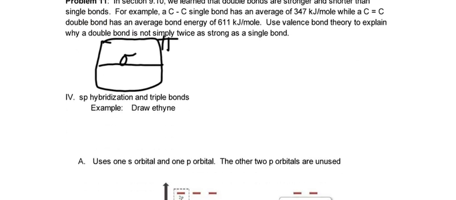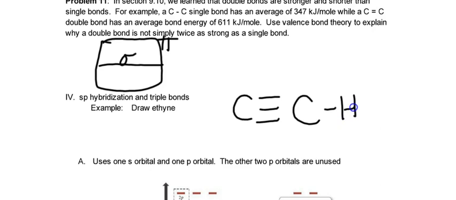sp hybridization, draw F-ine. Well, F is 2 carbons. Maria eats peanut butter, so M is 1 carbon, F is 2 carbons. So I have 2 carbons put together by a triple bond. Now keep in mind how many bonds does carbon always get? Without an exception, it's 4. So if I have 3 in between here, that means I need only 1 hydrogen on each carbon.